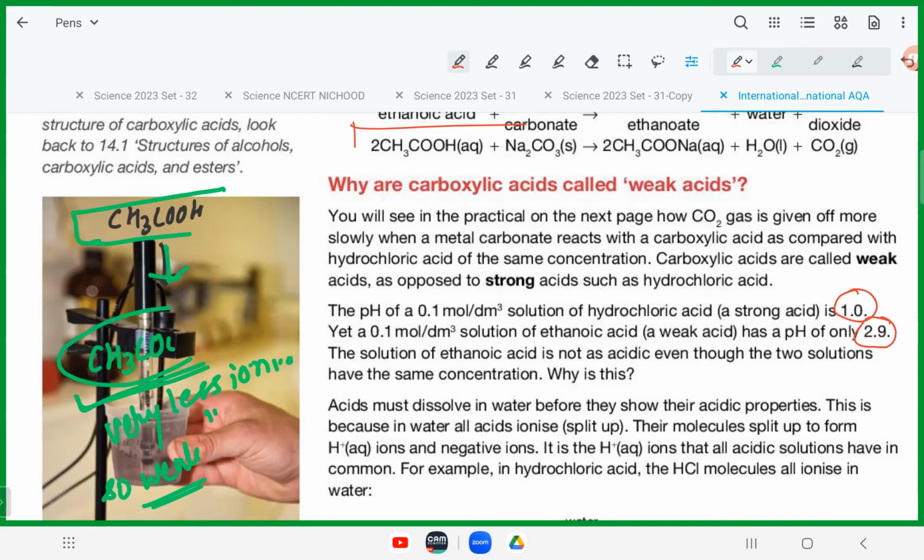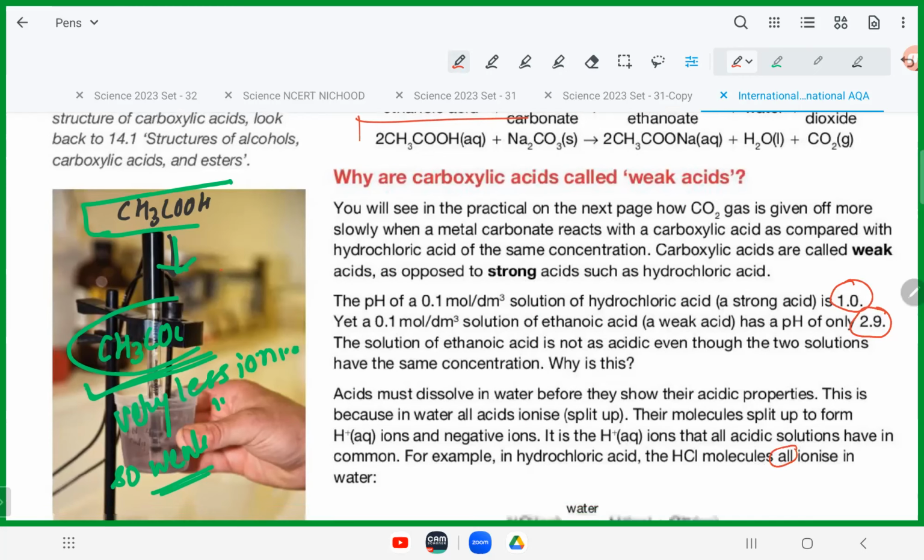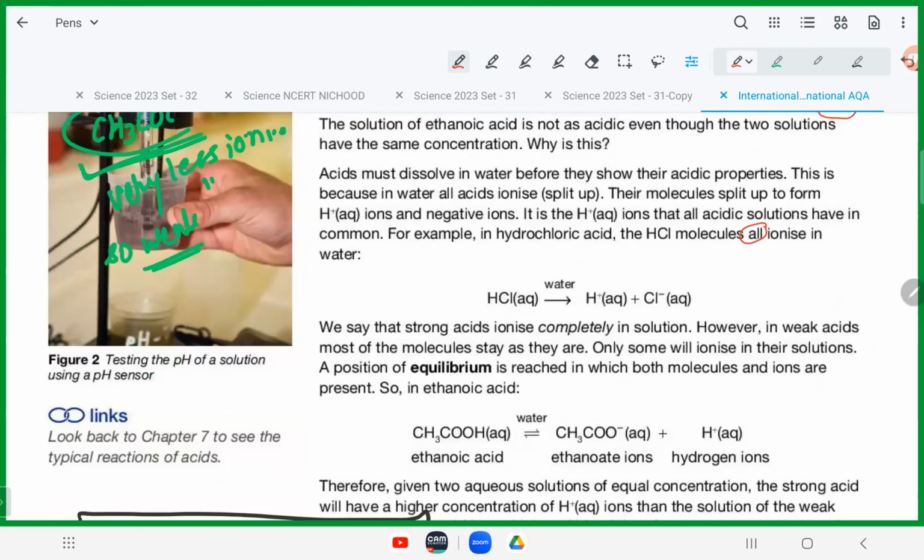This is all because in water all acids ionize, their molecules split up to form H plus ions and negative ions. It is H plus ions that all acidic solutions have in common. For example, in hydrochloric acid, the HCl molecules all ionize in water.